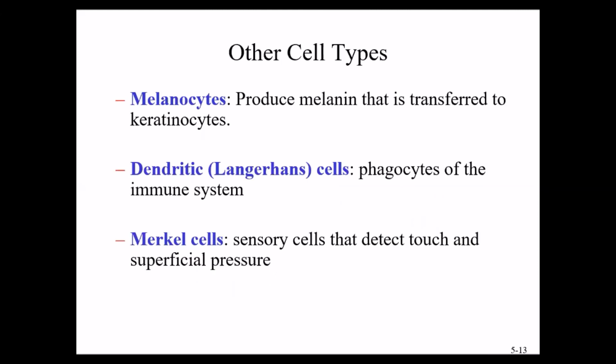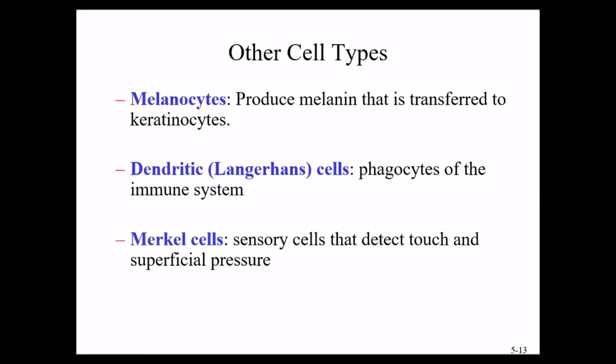Now, there are some other cell types that you'll find in the epidermis, including melanocytes. The melanocytes here produce a pigment called melanin that makes the pigmentation of the skin. And then eventually it gets transferred to the keratinocytes.